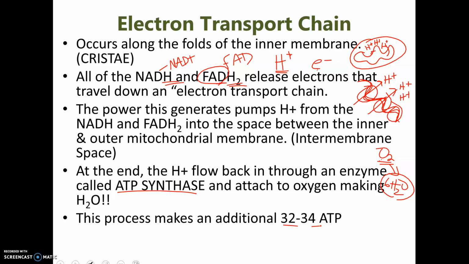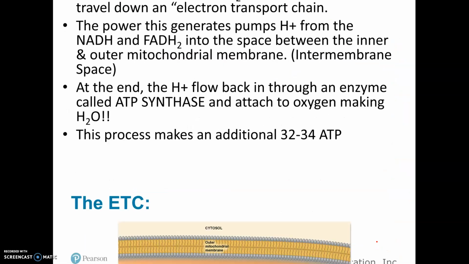So at the end of cell respiration, they usually say that you make about 36 ATP. Some books will say 38 ATP. You only made 4 between glycolysis and the Krebs cycle. And then all the rest are made here in the electron transport chain.